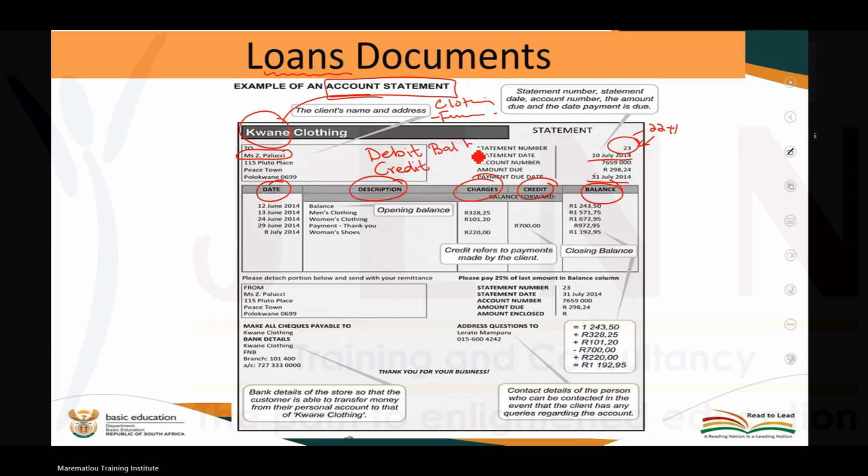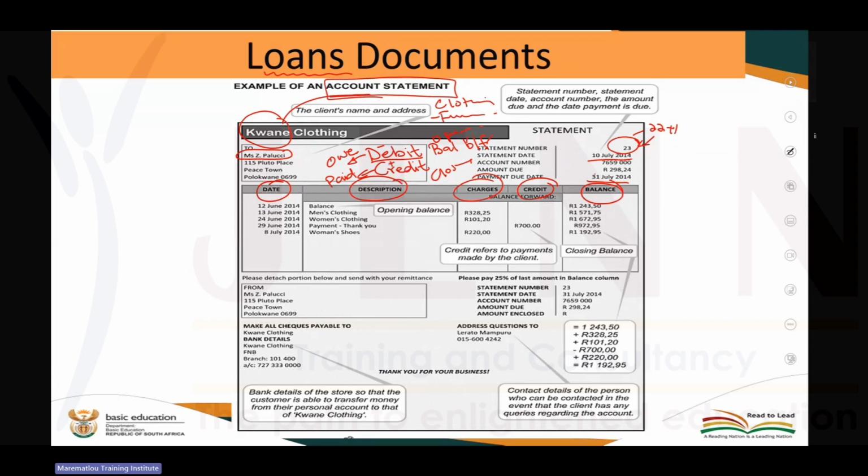Balance, BF at times. What does B stroke F stand for? Balance forward. That is the balance that is carried to the next month. Closing balance, opening amount. Those are the things that you must know. And the moment you see debit, most of the time it's what you owe. Credit, it's what you have paid. It's positive. This one is minus, this one is plus.